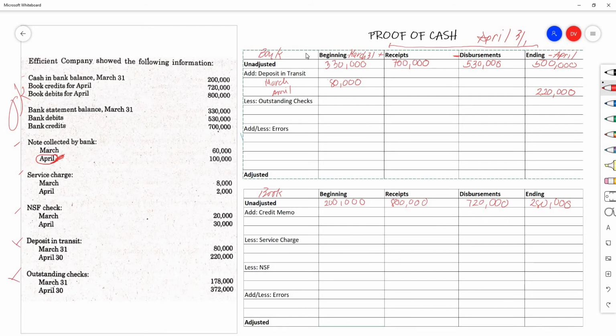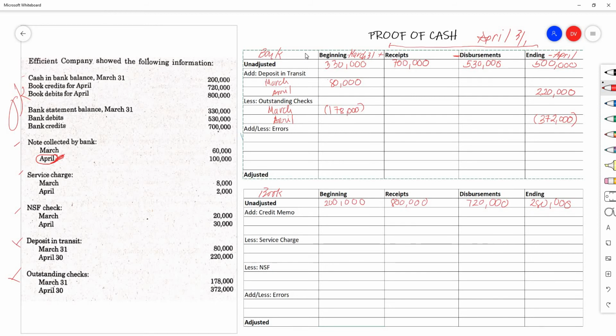Sa outstanding check, meron daw tayong, so we have here March. Take note, bakit dalawa sir? To date bank recon nga eh. Okay? So yung March, we have minus na 178,000. And then sa April, may deduction daw tayo na 372,000. Next, so okay na tayo dito, wala namang error.